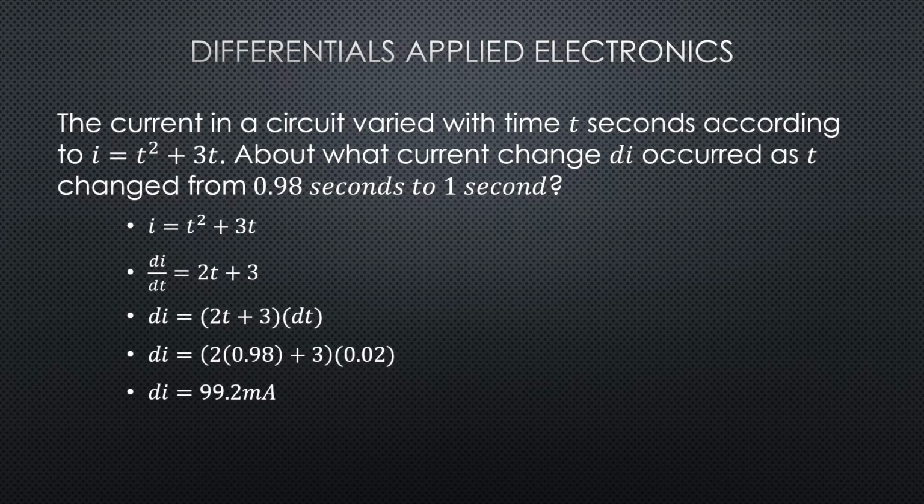So now we just move the dt over. We've got di is equal to the quantity 2t plus 3 times dt. We put in our times. Our original time is 0.98, and our change of time, or our delta time, is 0.02. That gives us a change of i that is equal to 99.2 milliamps.